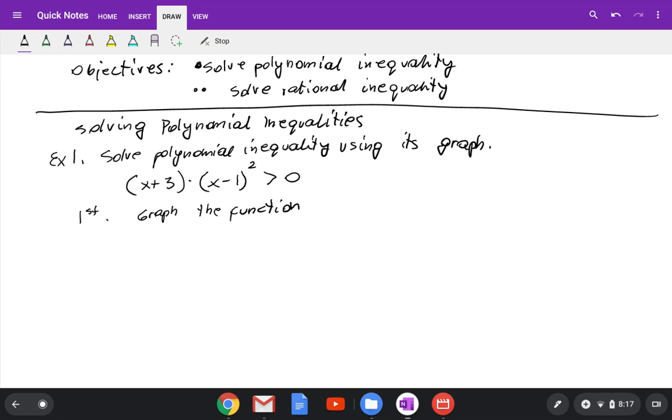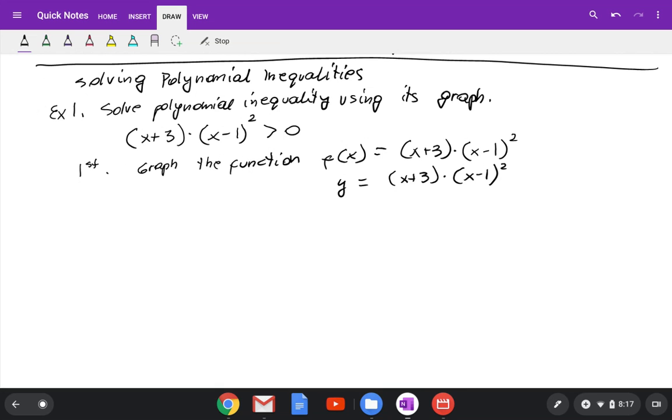And the function is the expression on the left side of the inequality, f of x equals x plus 3 times x minus 1 squared. Technically you're graphing y equals x plus 3 times x minus 1 squared. Polynomial functions are a little tricky to graph. I'm going to show you how the graph looks, because I want to explain, when you see it on the graph, what the solution of a polynomial inequality is.